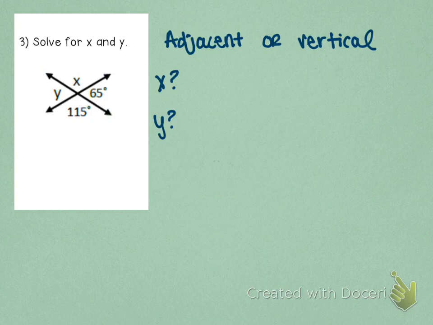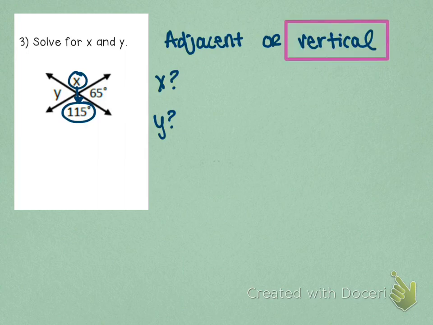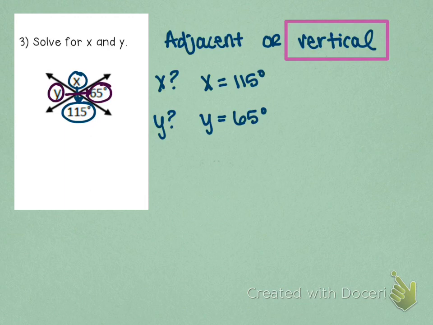But an easier thing to figure out is that this x has an angle that is straight across from it, which happens to be 115. So we're going to go with the fact that these are vertical angles, because then I just have to know that vertical angles are equal, therefore x is 115 degrees. I'm going to press pause and you tell me what y is. You should have gotten that y is 65 degrees because it is also a vertical angle. And here, straight across from that is 65 degrees.